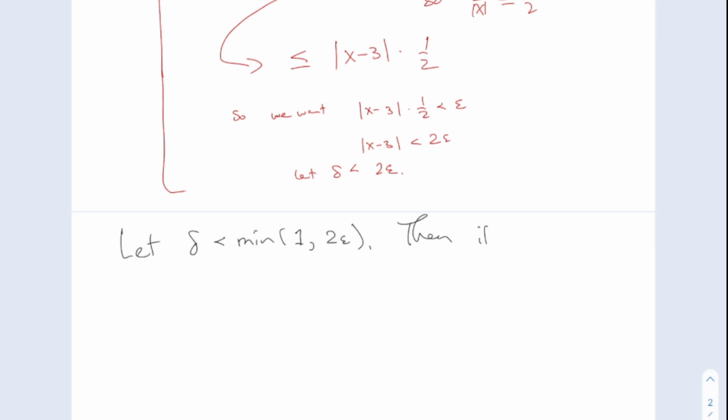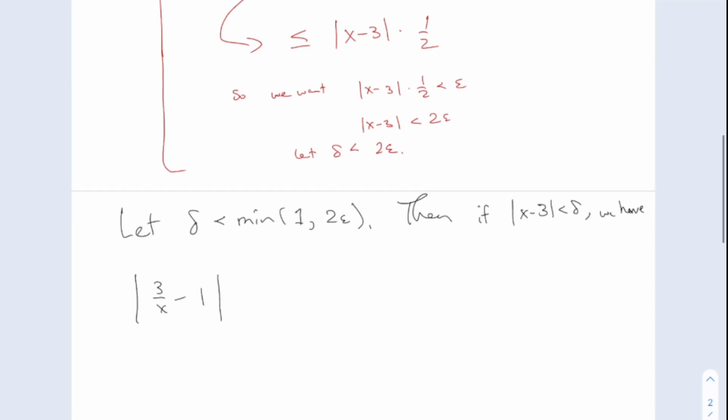Then if |x minus 3| is less than delta, we have, I start with |3 over x minus 1|, right? Following the simplifications, I can say first of all this is equal to |x minus 3| times 1 over |x|, right?